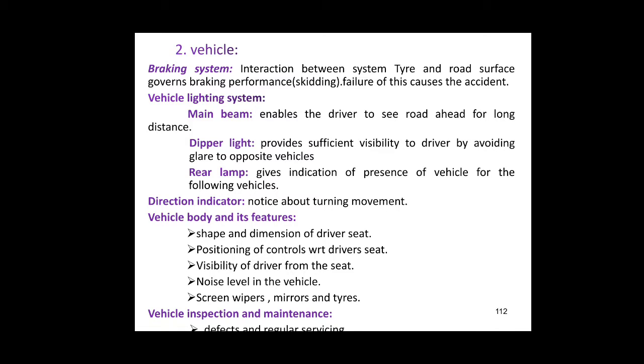Next, vehicle body and its features. The vehicle body and its features include, first, the shape and dimension of the driver seat. Second, the positioning of controls with respect to the driver seat. Next is the visibility of the driver from the seat. Fifth is the noise level in the vehicle. Next are the screen wipers, mirrors and tires, etc.